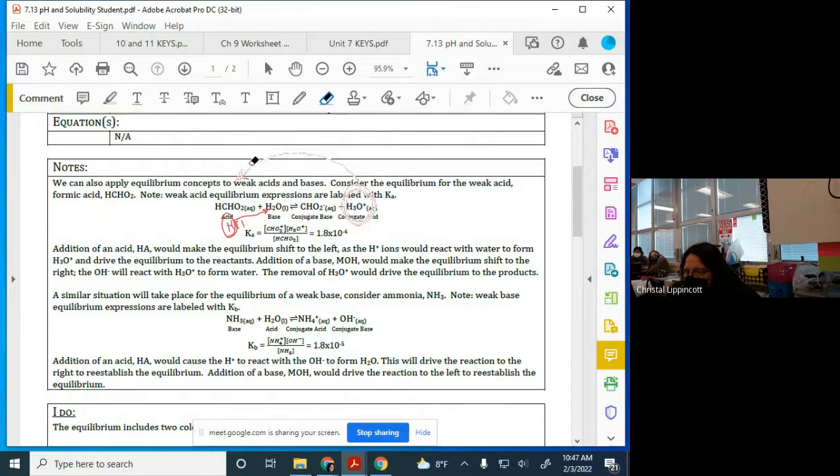So adding more acid is more acid? Right. So if we were to add a strong acid, something other than this particular acid, okay? So if we added a strong acid, right?